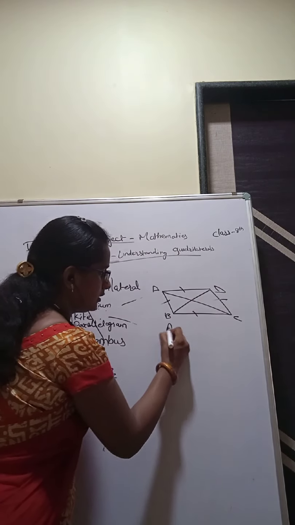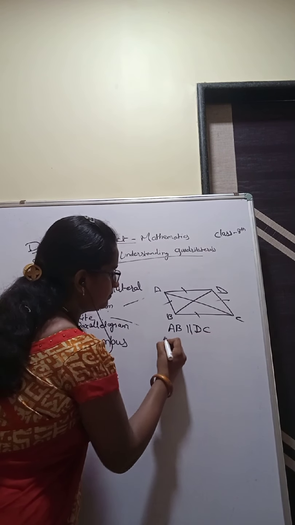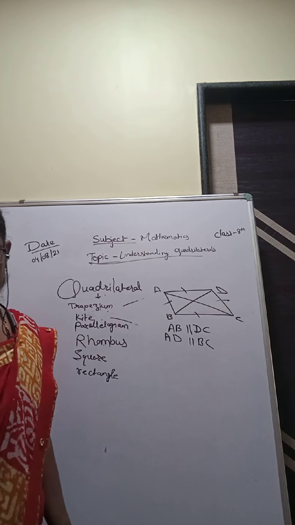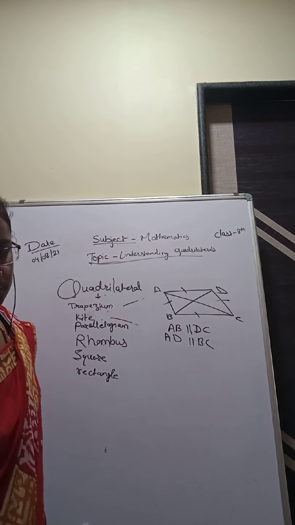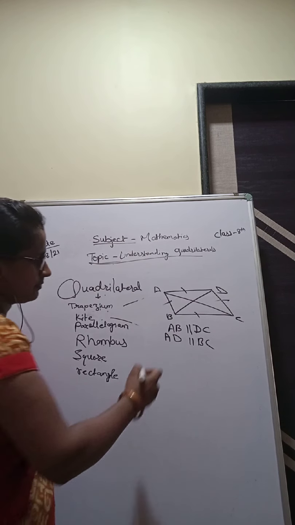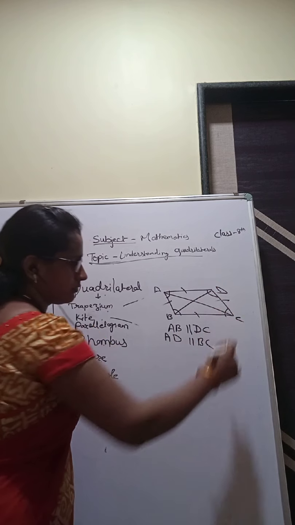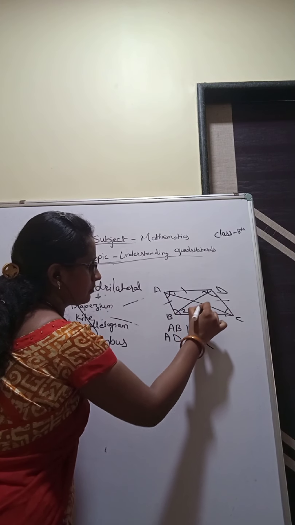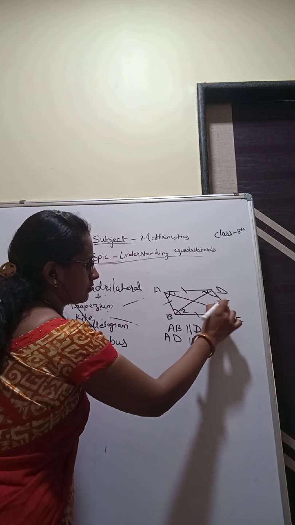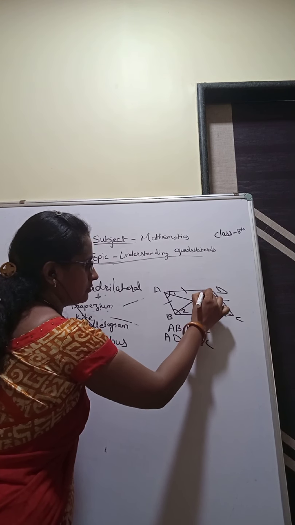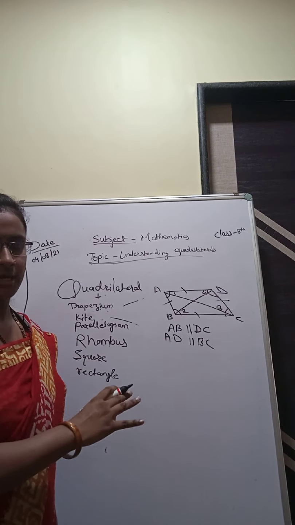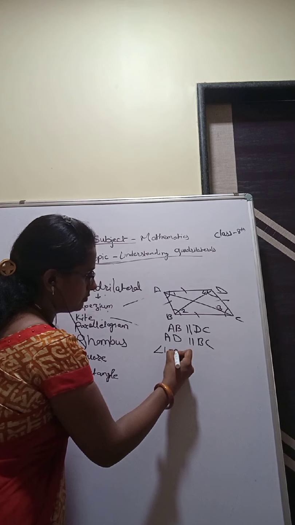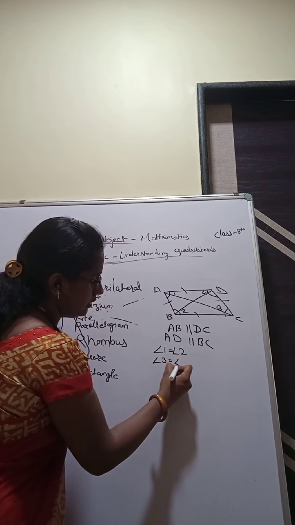Now AB is parallel to DC and AD is parallel to BC. The opposite sides of a parallelogram are of equal length. The opposite angles of a parallelogram are of equal measure. So angle 1 is equal to angle 2, angle 3 is equal to angle 4.